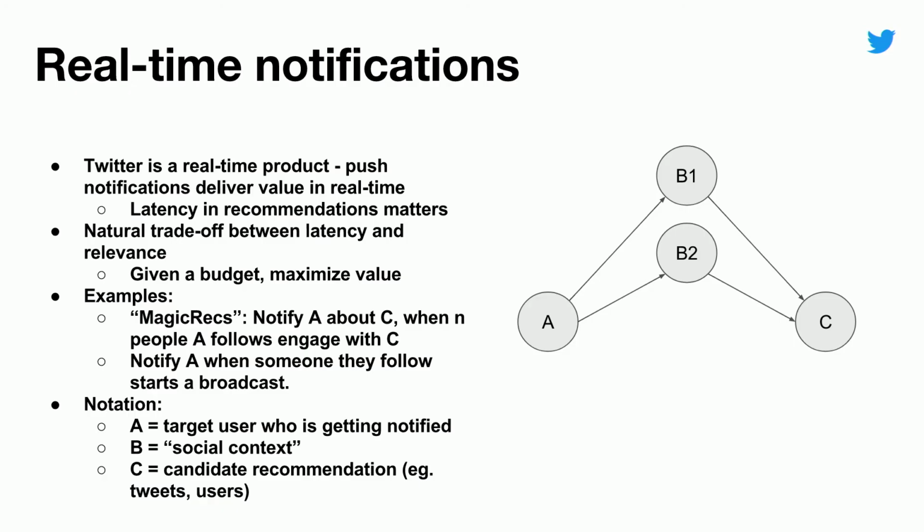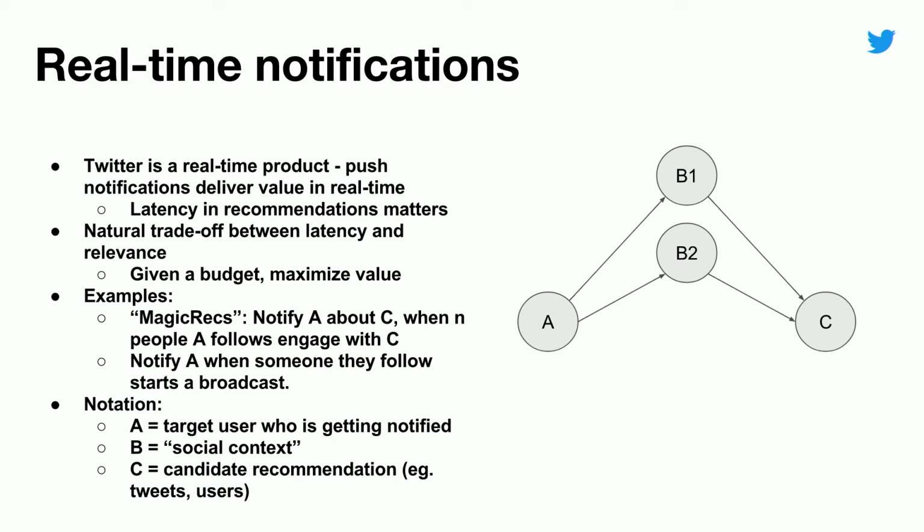All right, so real-time notifications. Twitter is a real-time product, and push notifications are a channel for us to be able to deliver value to users in real time, which means that latency in recommendations matters. An example here for why latency matters is, suppose a user goes live on the platform. We want to notify people who might be interested in that broadcast as soon as possible with low latency.